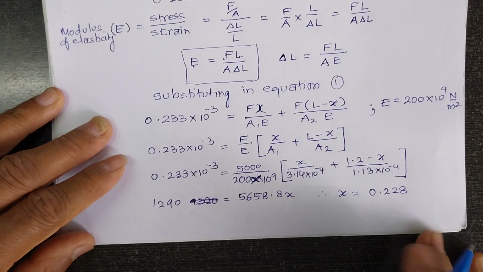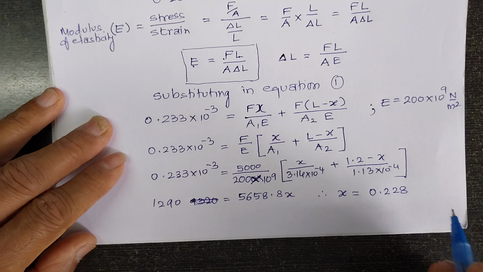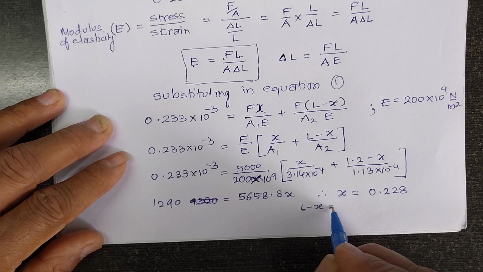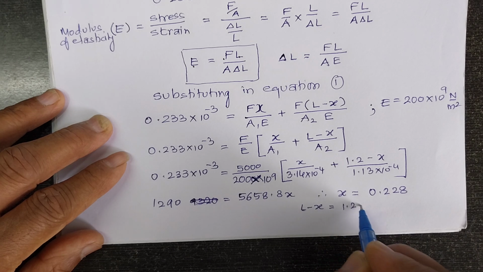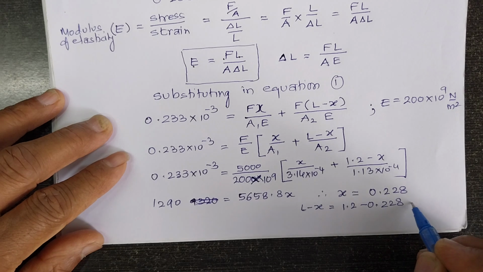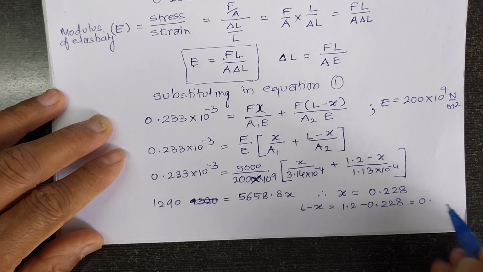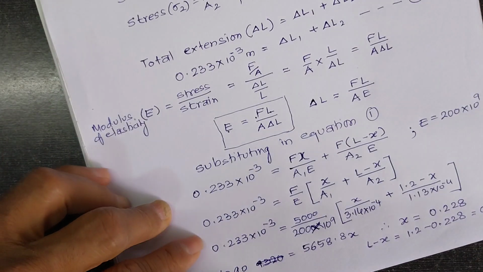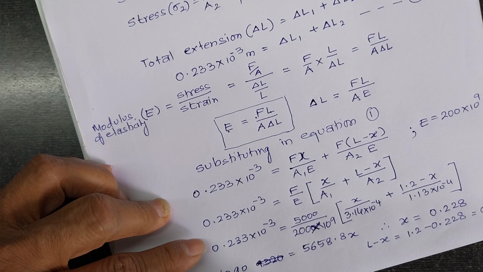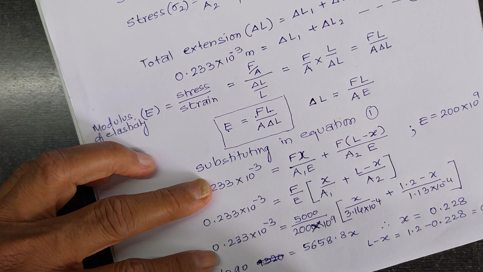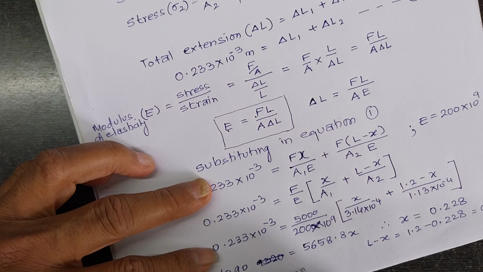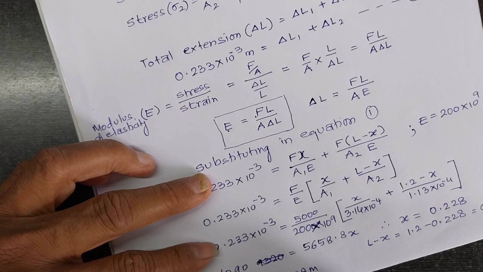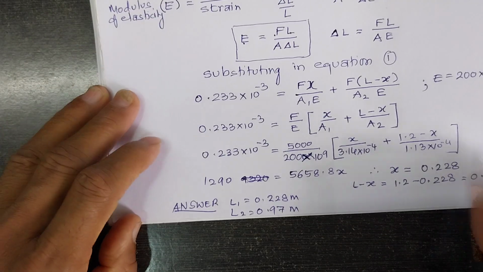0.228. Now since we have the remaining segment length as L minus X, that will be 1.2 minus 0.228, and that works out to 0.97. So the final answer in this case will give us L1 is equal to 0.228 meters and L2 here is 0.97 meters. That is the final answer.